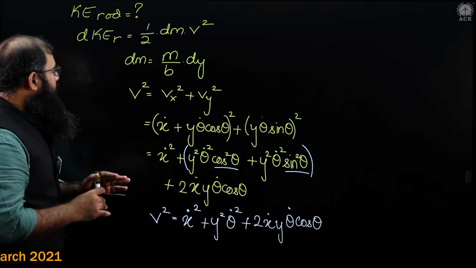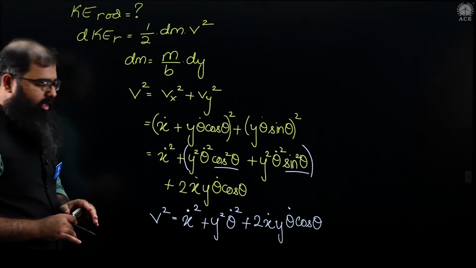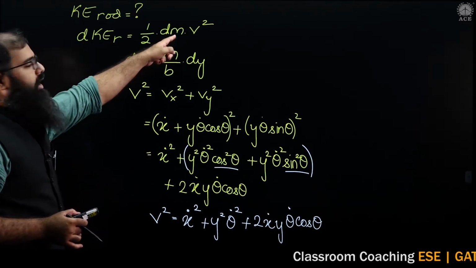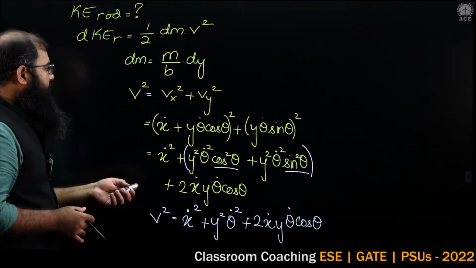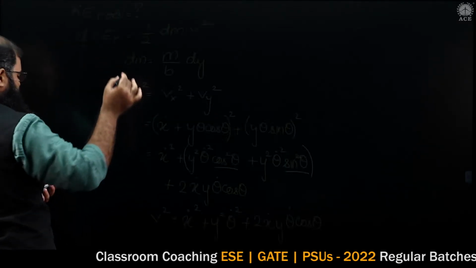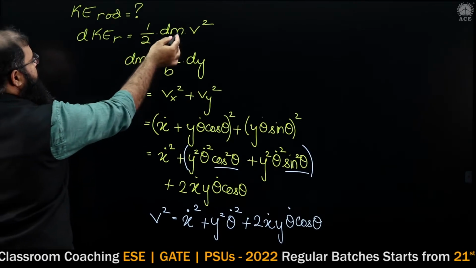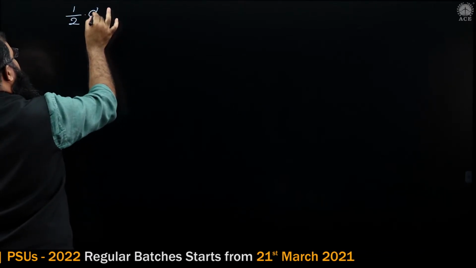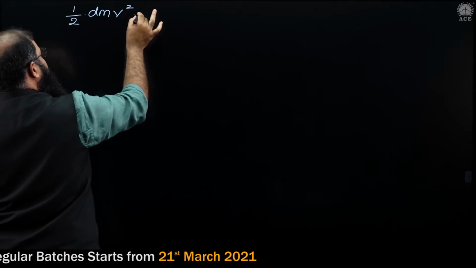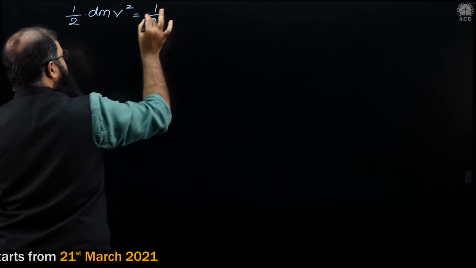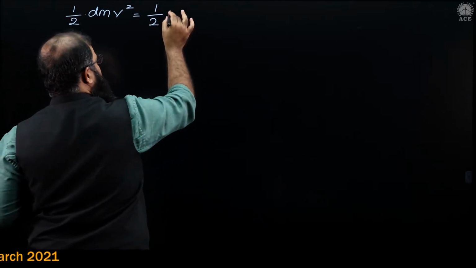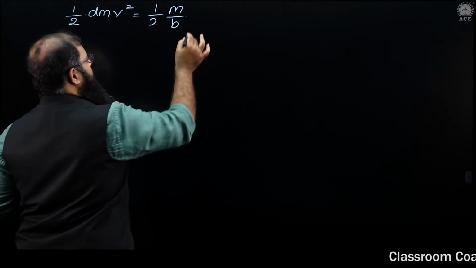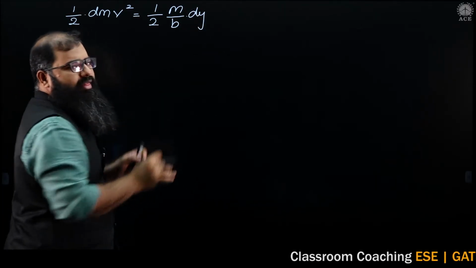Pause the video for a moment and understand this velocity square here. Once you have got the value of velocity square, all you have to do is push this velocity square into this equation and integrate. Let us see what that will yield. So I'm going to have half dm into v square. Half dm, I have mentioned it to you. It is very simple. Intensity of mass per unit length, then after that you are going to write dy, that is a small length I'm having.